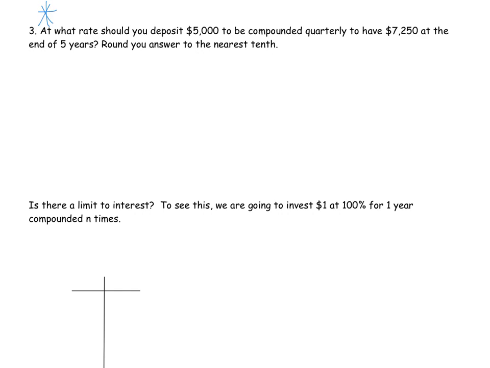At what rate should you deposit $5,000 to be compounded quarterly to have $7,250 at the end of 5 years? Round your answer to the nearest tenth. Okay. Writing our formula like normal. Let's fill in what we got and go from there.